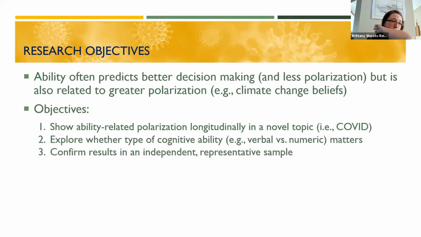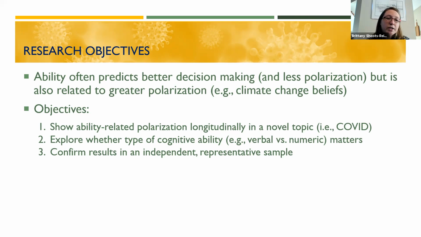The study objectives that we had were to look at political polarization and to see whether people higher in cognitive ability were more likely to show polarization. So a lot of times people that are higher in cognitive ability make better decisions, so they're less biased. But in certain situations, so climate change beliefs are a good example of this, there's been a number of studies that have shown either education or numeracy relates to greater polarization and perceived risk of things like human-caused climate change.